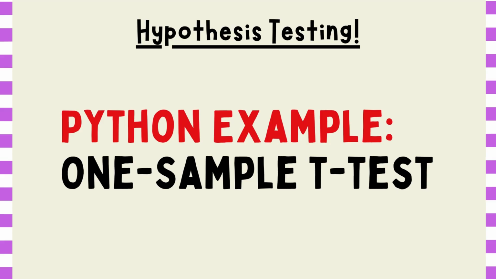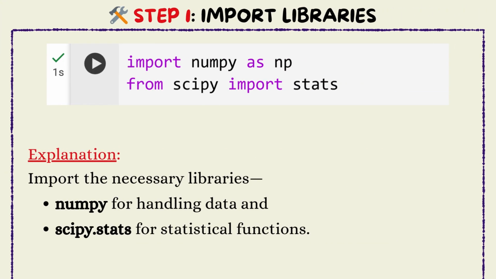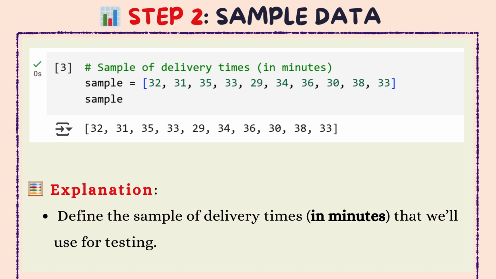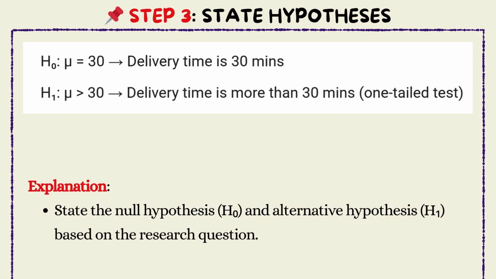Complete Python example. 1 sample t-test. Step 1. Import libraries. Import the necessary libraries. NumPy for handling data and SciPy stats for statistical functions. Step 2. Sample data. Define the sample of delivery times in minutes that we'll use for testing. Step 3. State hypotheses. State the null hypothesis, H0, and alternative hypothesis, H1, based on the research question.